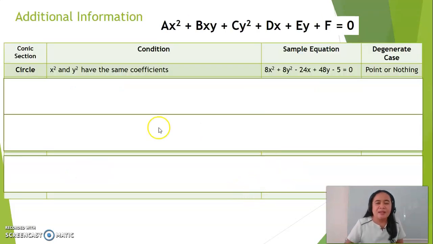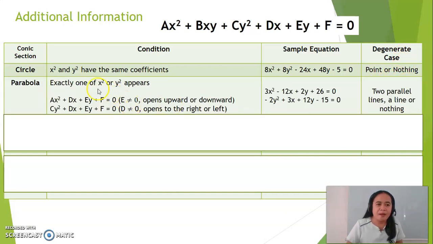Now, it is also possible to identify the kind of conic the graph represents by simply inspecting the equation. If it is a circle, x squared and y squared should have the same coefficients, just like this sample equation. And the degenerate case is a point or nothing. For a parabola, exactly one of x squared or y squared will appear. Just like this example, in this case, it's x squared. For the second example, it's the y squared term.